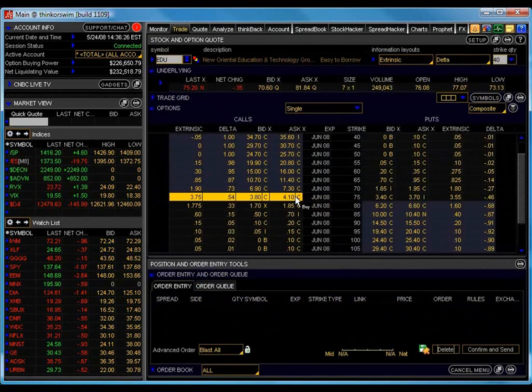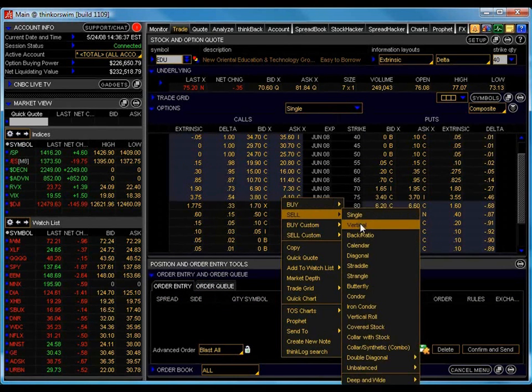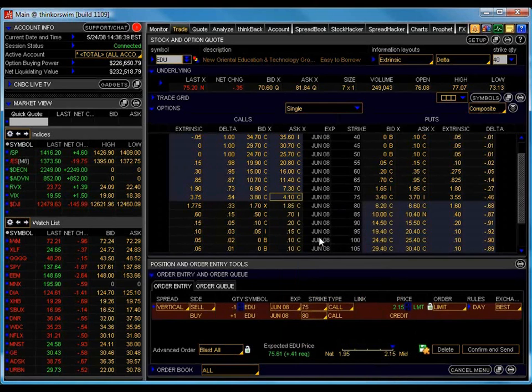Now, if we wanted to capture the maximum amount of time value in these options, rather than just selling those options, let's do the sale of a vertical. We're still selling the 75 call to capture the maximum amount of extrinsic value. But now we're also purchasing a call at the 80 strike price to protect our position from having a huge loss that could potentially be unlimited.